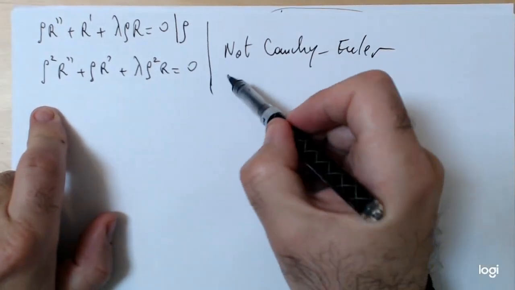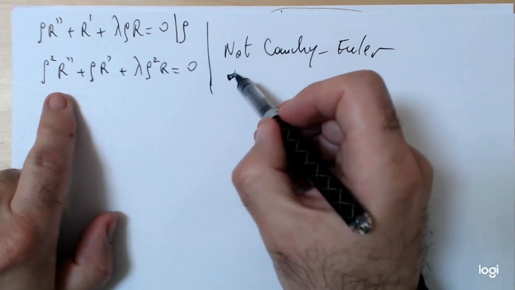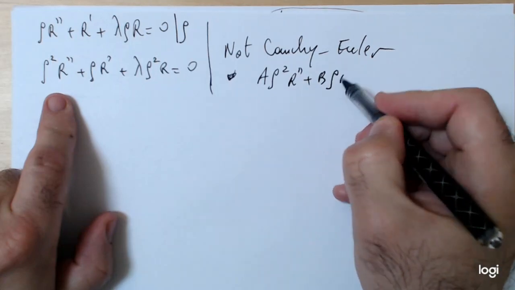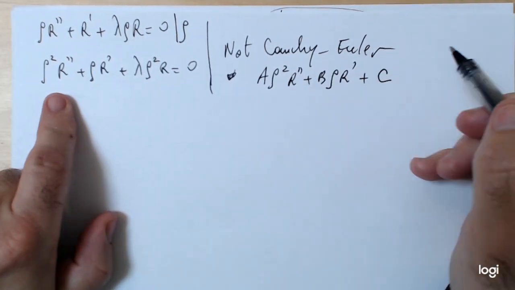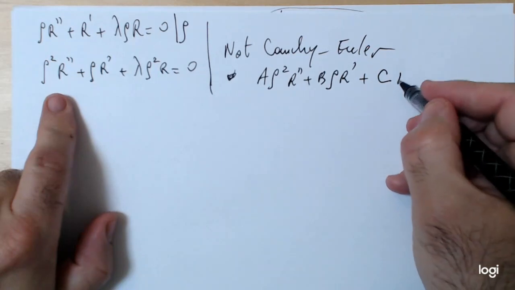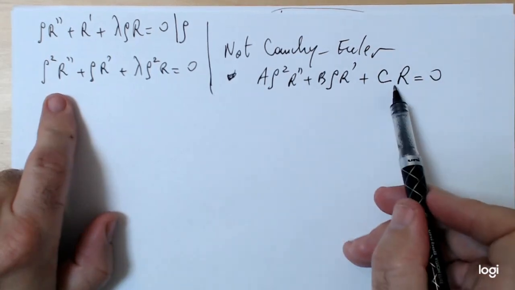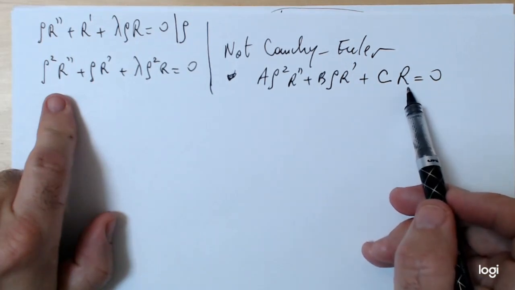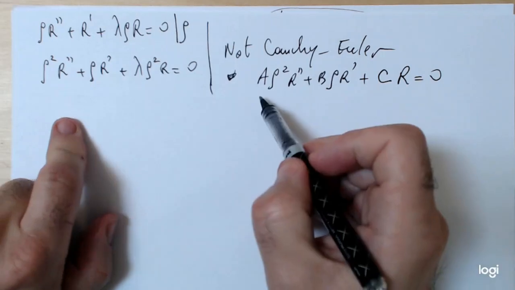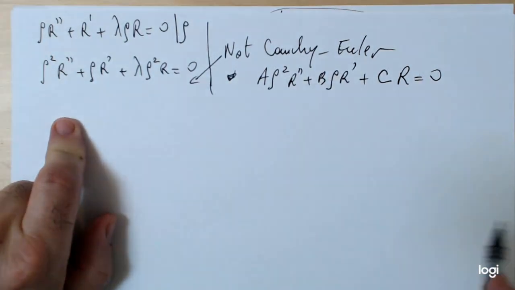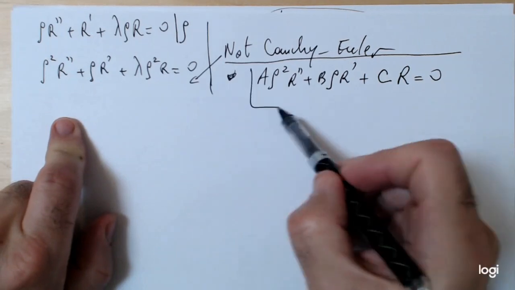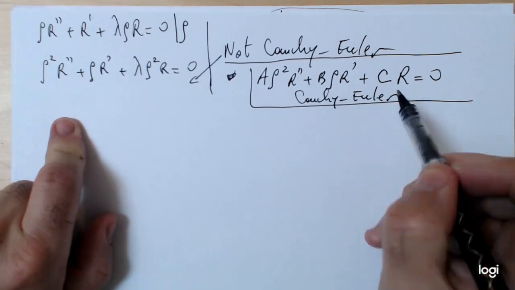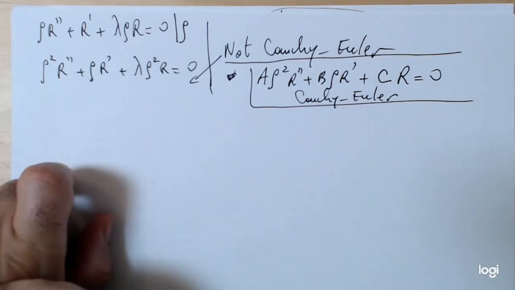The Cauchy-Euler would be of the form a rho squared r double prime plus b rho r prime plus c r equals 0. There wouldn't be any coefficient in terms of rho multiplied by r. So this equation is not Cauchy-Euler, right? So this is the Cauchy-Euler type. What you have in the actual problem is not Cauchy-Euler.